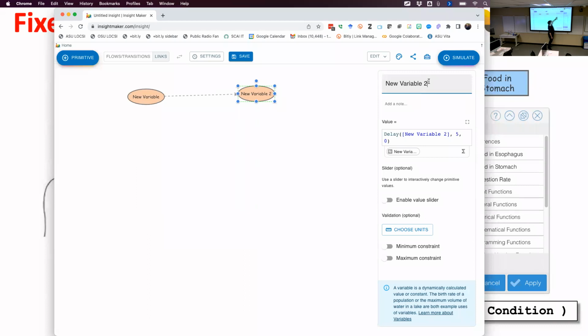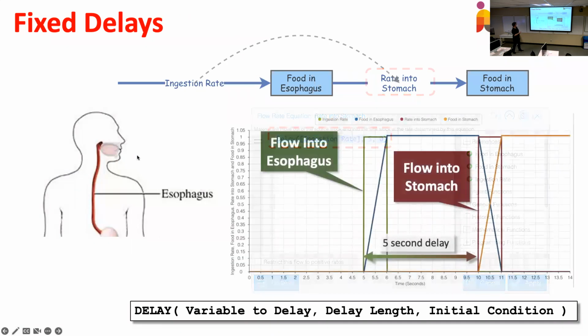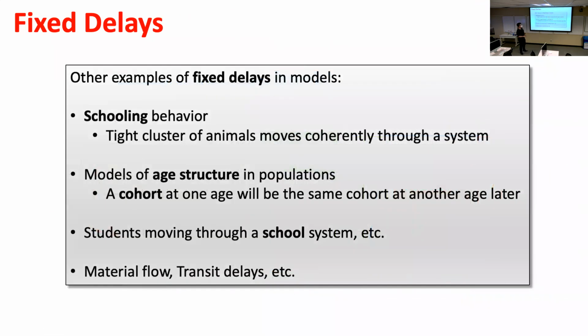delay will inherit the units of whatever you pass it, but other functions may not. So functions operate differently just based on whatever they do. All right, any other questions? Great. All right, so that was the Insight Maker case.